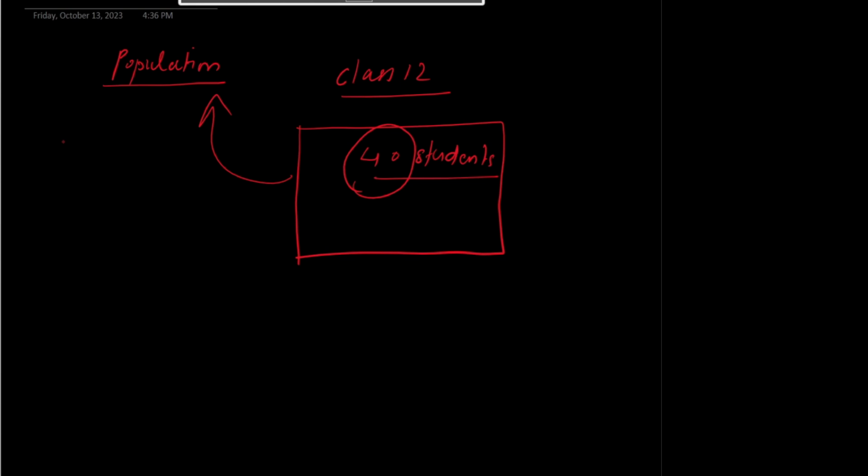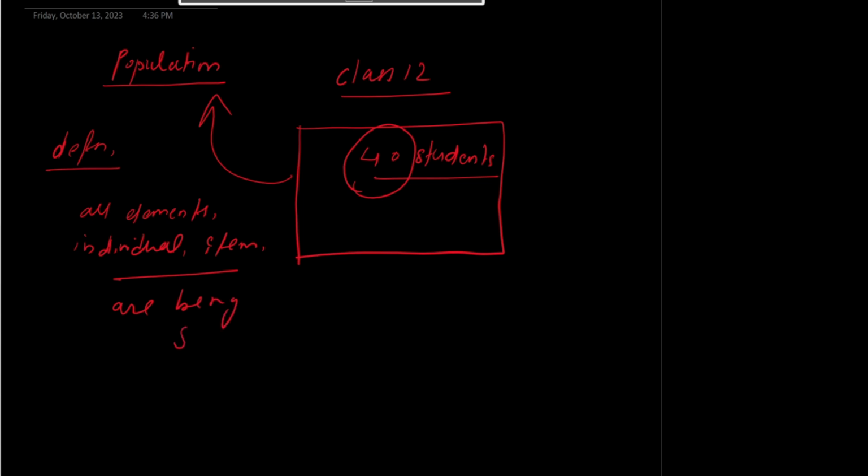Okay, so the definition will be: a population consists of all elements, individuals, items or objects which are being studied. Okay, that will be the population.